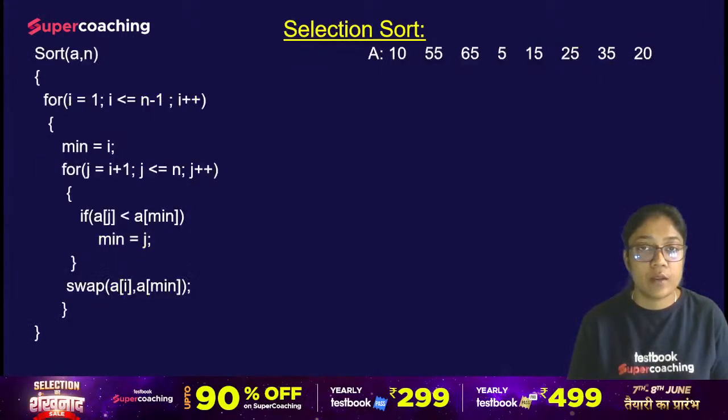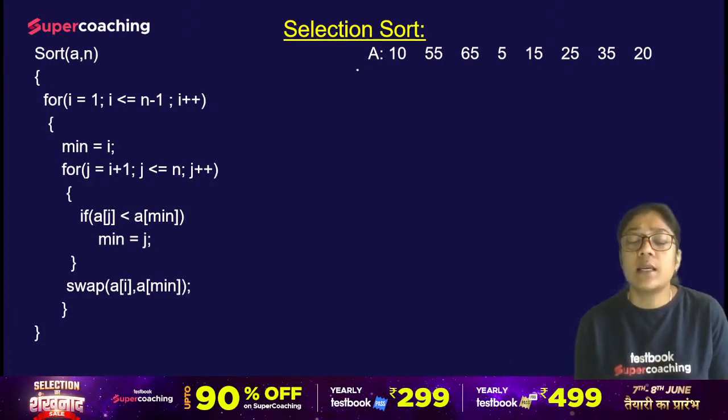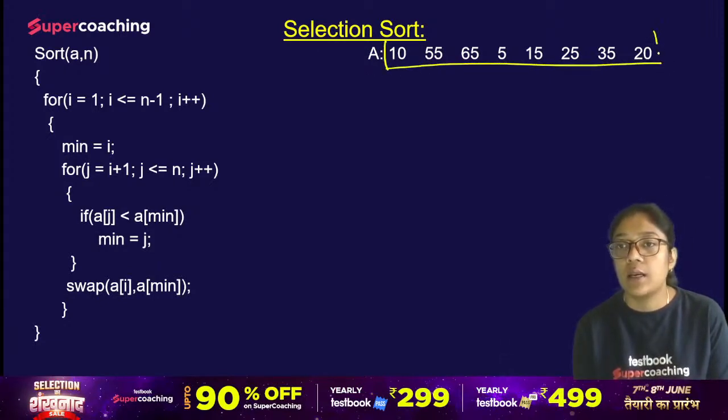Simple. Next one is selection sort. Selection sort says that नाम से क्या लग रहा है? Selection means what? What do you understand by the term selection? Let's say this is our array, input.